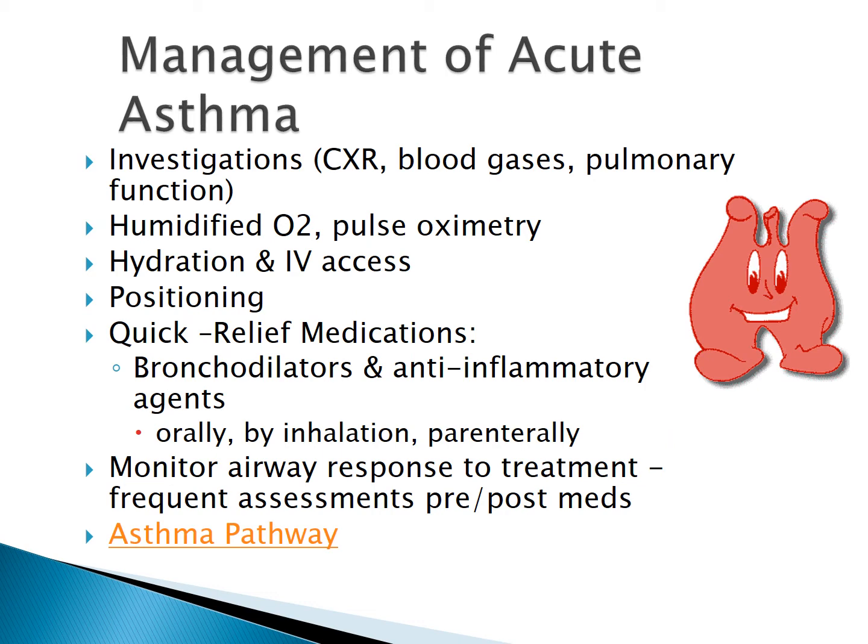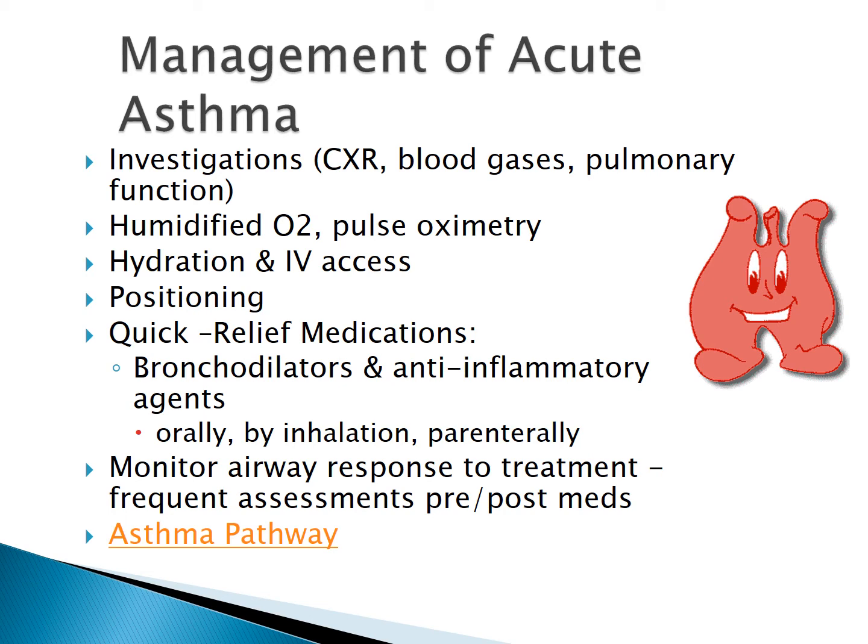So, management of acute asthma, certainly in the hospital setting, some of our investigations might include a chest x-ray, just looking to see what's happening. Are there any secondary issues that could be going on, any infections? Blood gases can be helpful, and we often use pulmonary function tests. Now, if a child comes in and is in a lot of respiratory distress, we don't use pulmonary function at that time. That can actually make things worse.